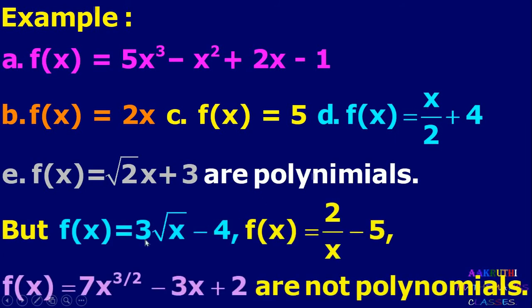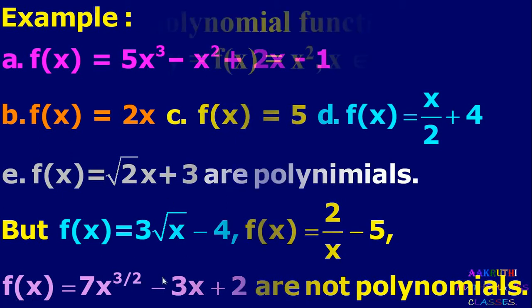Now consider some other examples. f of x equal to 3 root x minus 4, f of x equal to 2 by x minus 5, and f of x equal to 7 x to the power 3 by 2 minus 3x plus 2 are not polynomials. Root x means x to the power 1 by 2, and 2 by x can be written as 2 into x to the power minus 1, and here we have 7 x to the power 3 by 2. All these powers are not non-negative integers. Therefore these functions are not polynomial functions.